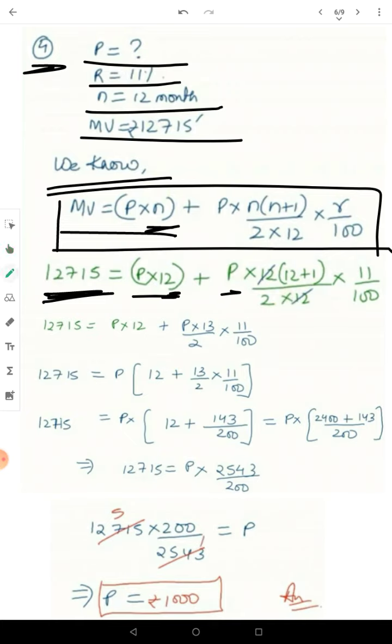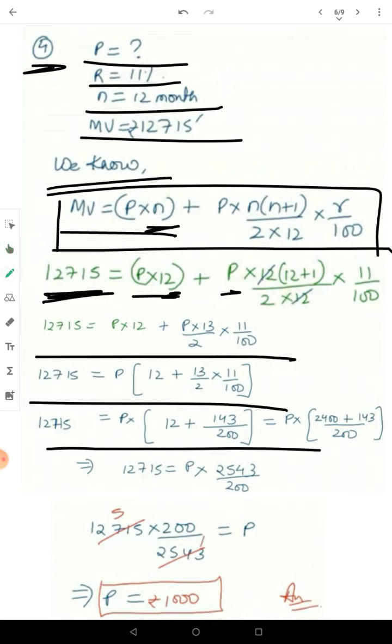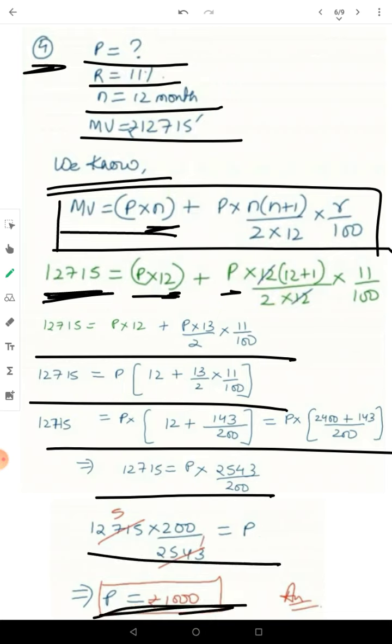Just see all the steps and the answer. I'm highlighting the steps. This is the answer, you can just see it. So just pause the video, see the steps, do it accordingly and see the answer. It will be rupees 1,000 after calculation.